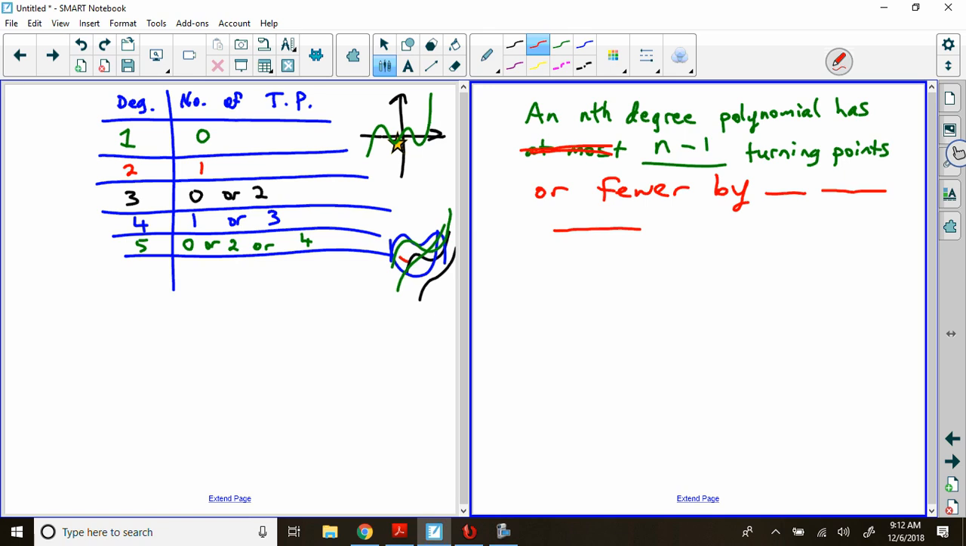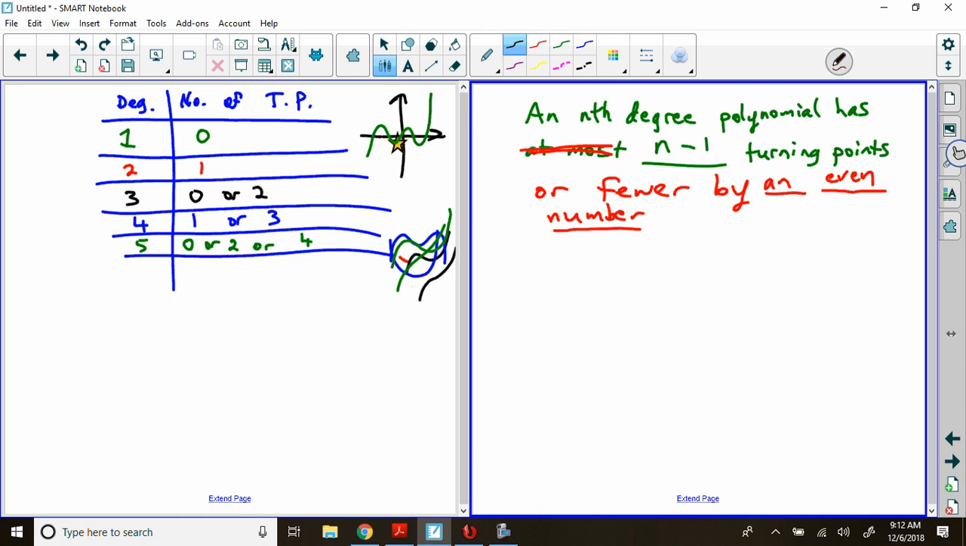Does anybody know what's going to go in the blank, blank, blank? It's kind of weird. An nth degree polynomial has n minus 1 turning points or fewer by an even number. So if we use the word at most, it's just n minus 1. Well, it's n minus 1 or less than that by some even number. And it can't have a negative number of turning points.